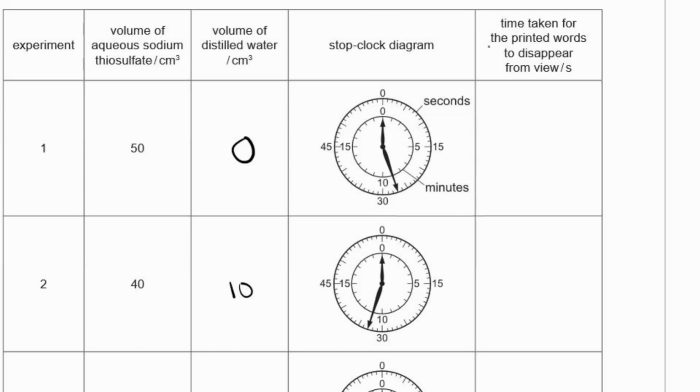Now let's look at the time taken for the printed words to disappear from view in seconds. So let's look at this stopwatch. Okay, this outer set of gradations, each tick marks 1 second. This inner circle shows the minutes. So each tick here shows 1 minute. Okay, so for this one, 0 minutes, so it's just seconds. So that's 15, 20, 25, 26, 27. So this is 27 seconds. And this one down here, again, no minutes. And this is 30, 31, 32, 33 seconds.